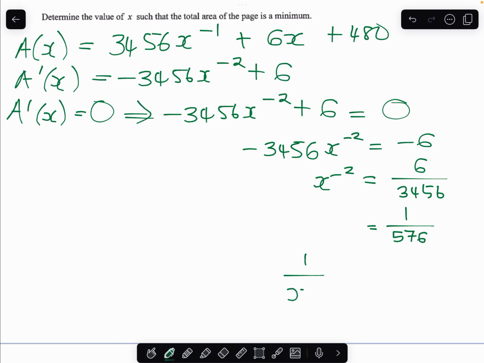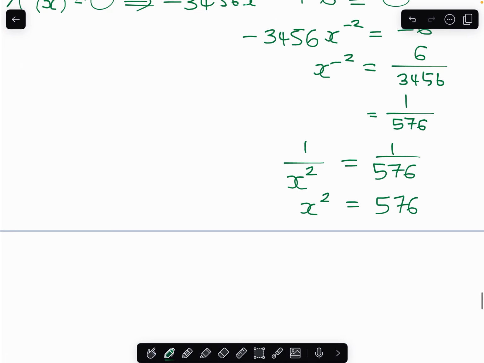Let me rewrite the equation like this, where it is now clear that x squared must then be 576. And then we can remember our roots. So x is equal to the positive or the negative square root of 576, which is plus or minus 24.